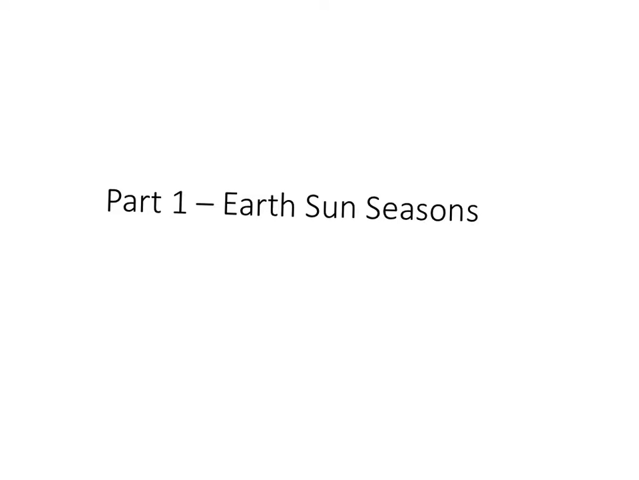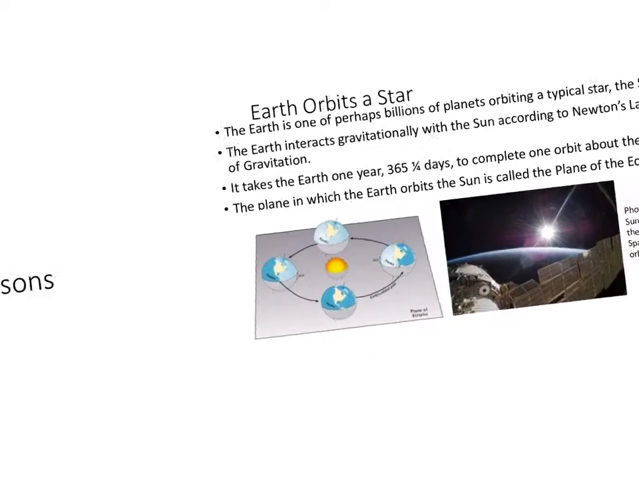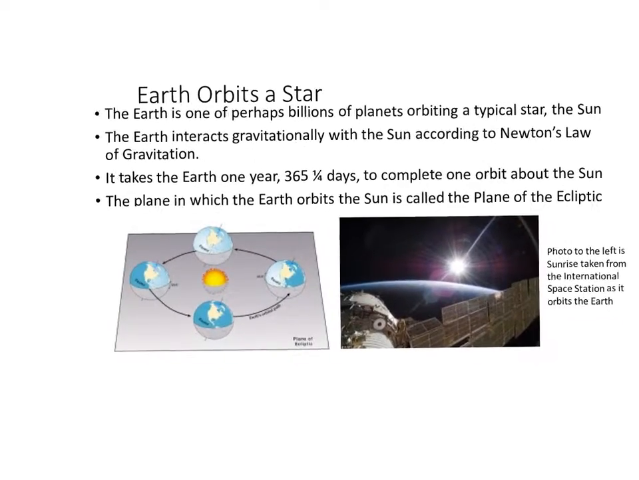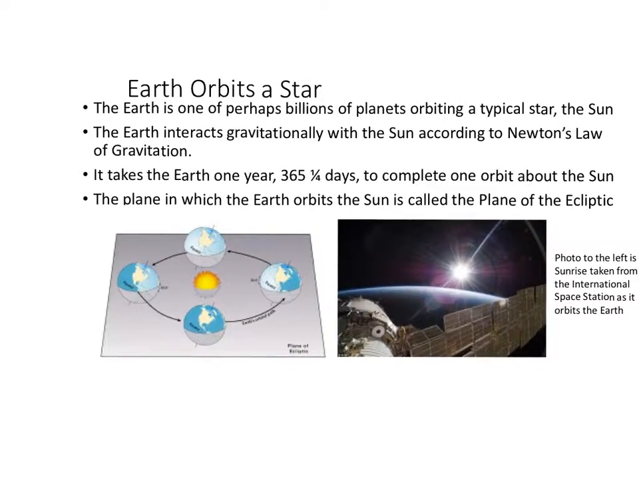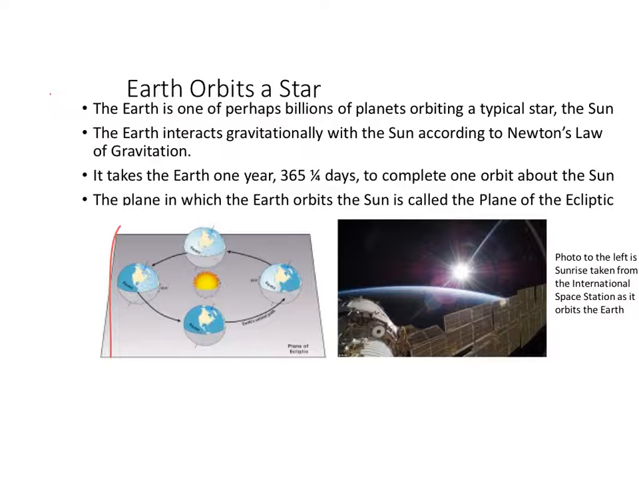All right, so I know there was a lot of stuff this unit. See if we can narrow it down just a little bit. One of the things I see on your review sheet is a term called the plane of the ecliptic. The planets orbit the sun in pretty much the same plane. So this is called the plane of the ecliptic.